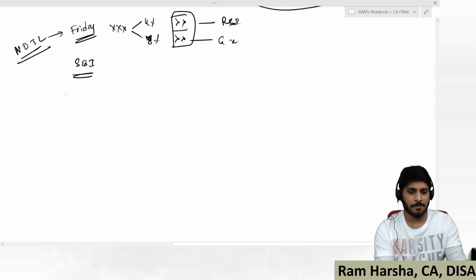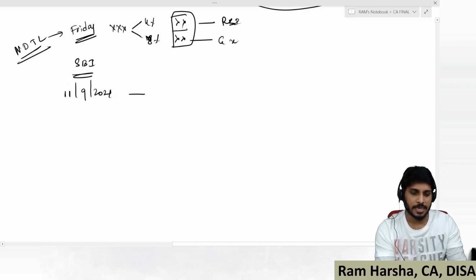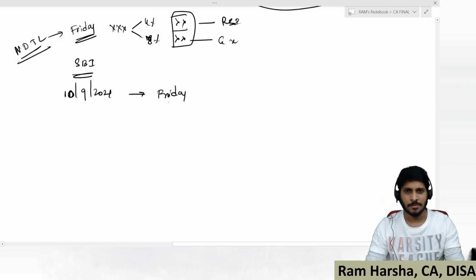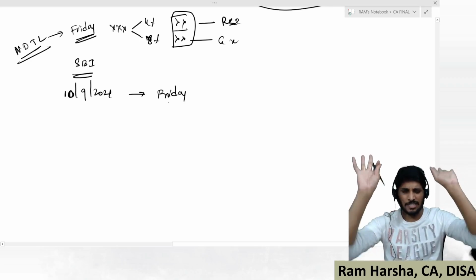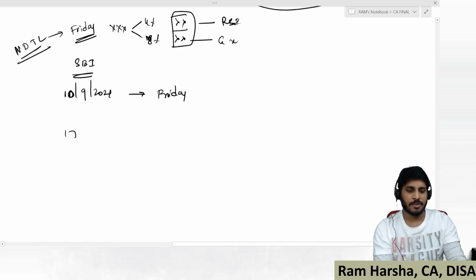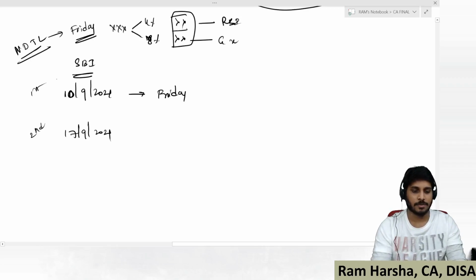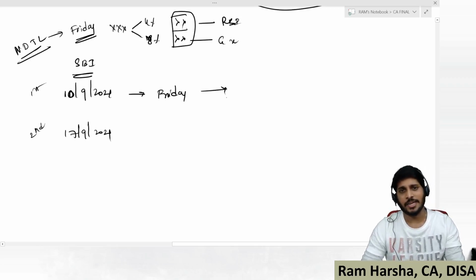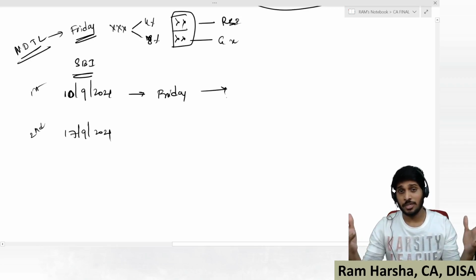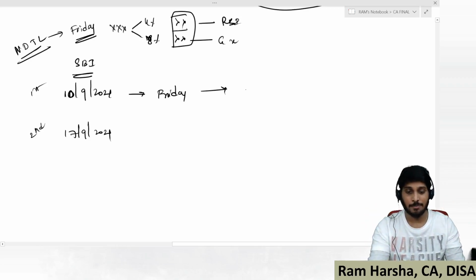State Bank of India. Let us assume 10th September 2021 is a Friday. This is the first Friday. Next Friday is 17th September 2021. This is the second Friday. As on this first Friday, State Bank of India's total deposit balance is approximately 1000 crore.